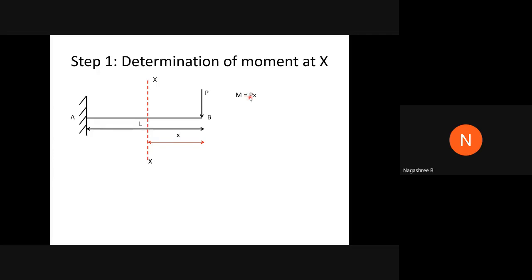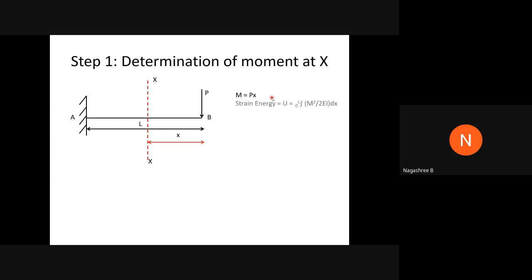Since we are going to compute from the right hand side, as per our right hand side sign convention, a clockwise moment is considered to be a negative value. Therefore, M is equal to force P, distance x, so P into x in the clockwise direction. So it is minus P into x. Please make it the minus sign.